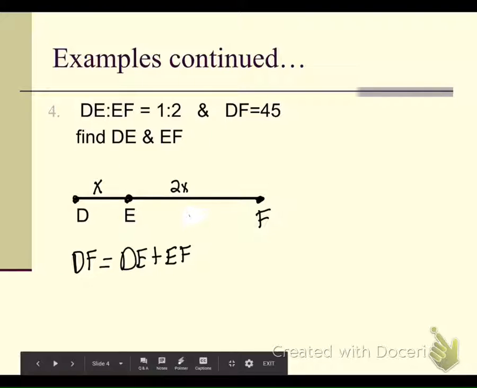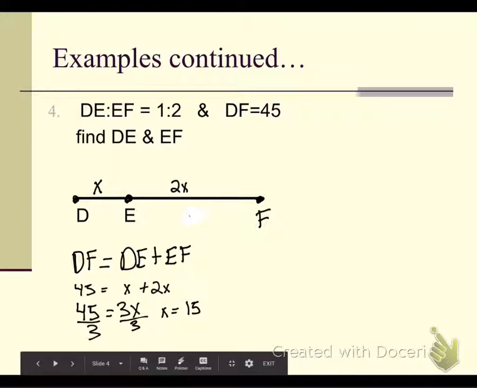Now I can substitute in what I know into my segment addition postulate here, our formula we worked out. So we see the length of DF is what value? 45. And then we know that DE is x, and we know that EF is 2x. We're going to combine our like terms. So I have 45 equals x plus 2x. 3x. It's going to be 3x. I'm going to solve for x, so what do I got to do? Got to divide. x equals 15.